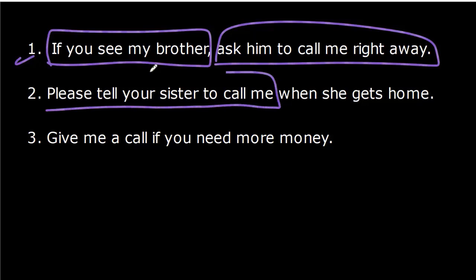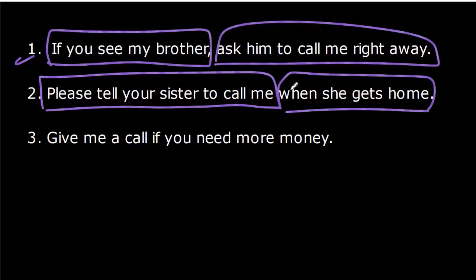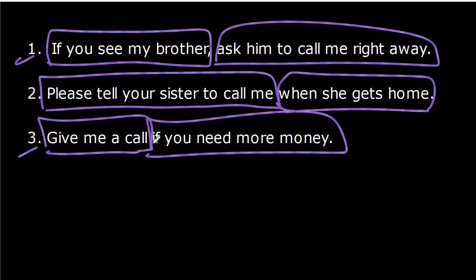Please tell your sister to call me. Do this, right? This is the result clause. Do this when she gets home. When this happens, under this condition, whenever this happens, do this. Please tell your sister to call me. That's a request. Here, I'm asking somebody to do something for me. That might be an instruction or an order. Here, "give me a call" seems like an order or an instruction. If you need more money, right? That's not an order. You want to help somebody. So, give me a call if you need more money. So, if this condition arises, do this, give me a call.